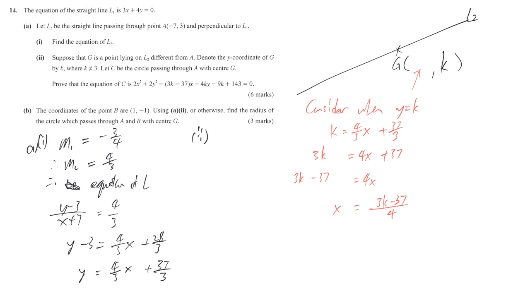Okay, after that, what they say is there is a circle. I write down the coordinate first. It's (3k minus 37) over 4. And then C is a circle passing through A with center G. A is another point on this line, because it's how we get the equation of L2, right? And then they say the circle passes through A. So we say that G is the center, and then we have a circle like this. Okay?